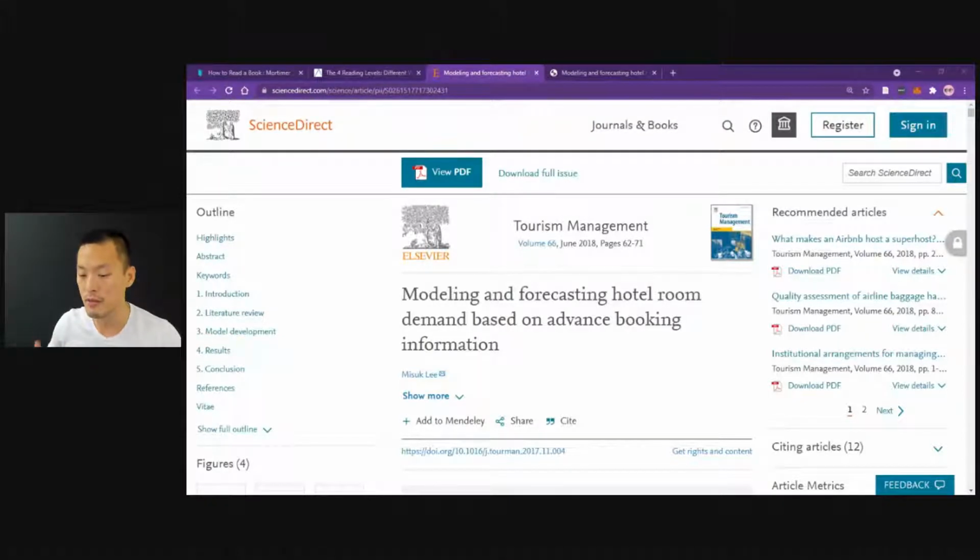I am from the management side of the business, right? But I know that hotel demand management is such an important aspect of a hotel business that I need to truly understand it. So I go on Google Scholar or whatever, and then I Google this paper up, and this paper came up. And now I want to know whether this paper will be too hard for me or not, right? Or whether this paper will be something that I'm interested in or not, right? So the first thing you're going to do for inspectional reading is that you're going to read the title. Right? So the title is Modeling and Forecasting Hotel Room Demand Based on Advanced Booking Information.